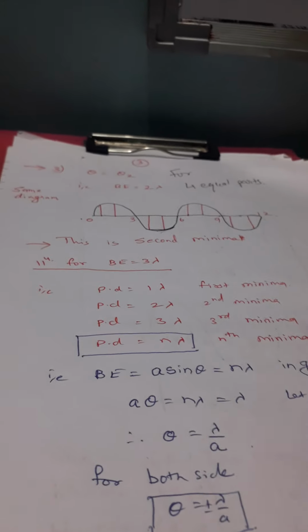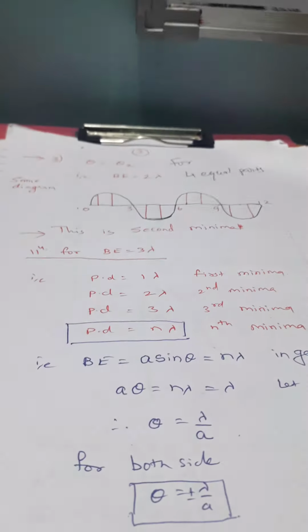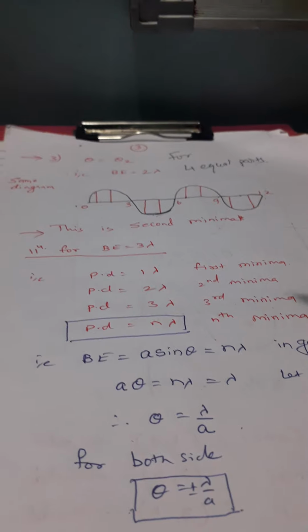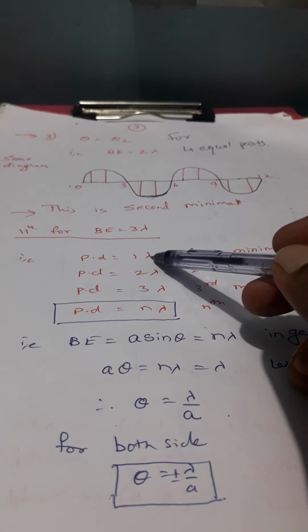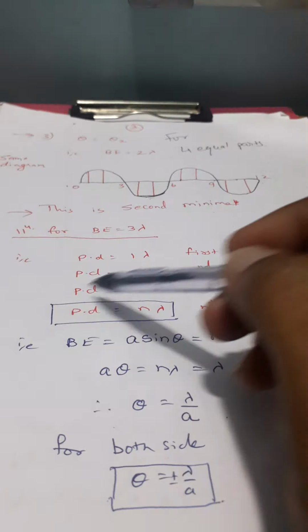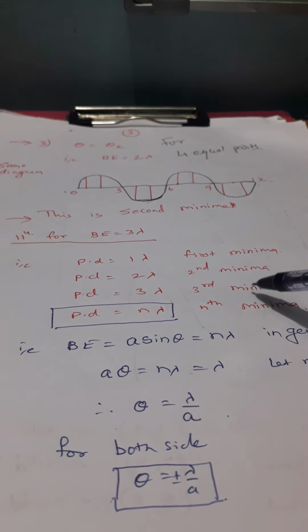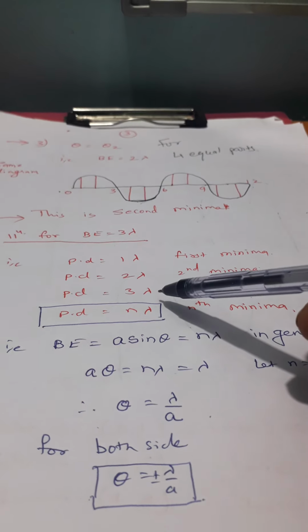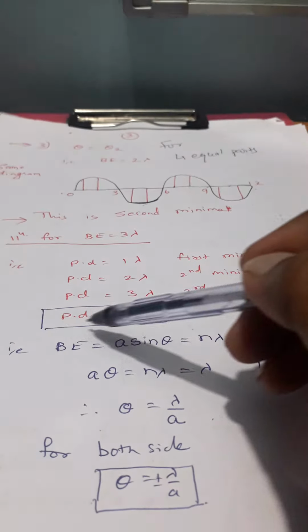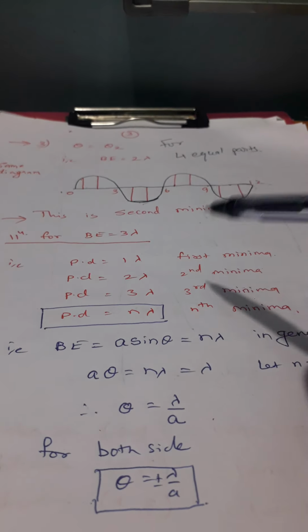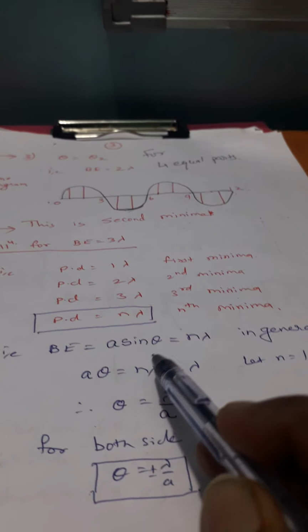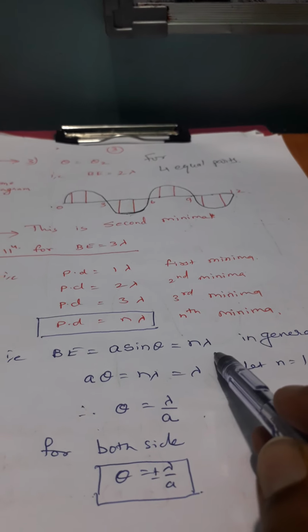So see over here, similarly we can have it for 3 lambda. Okay, so PD is 1 lambda for first minima, PD is 2 lambda for second minima, PD is 3 lambda for third minima, PD is n lambda for nth minima. That means BE is equal to a sin theta, that is n lambda.